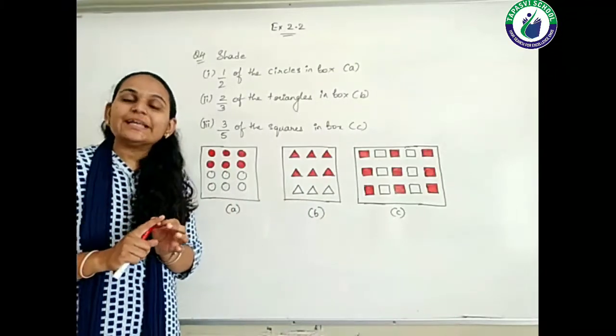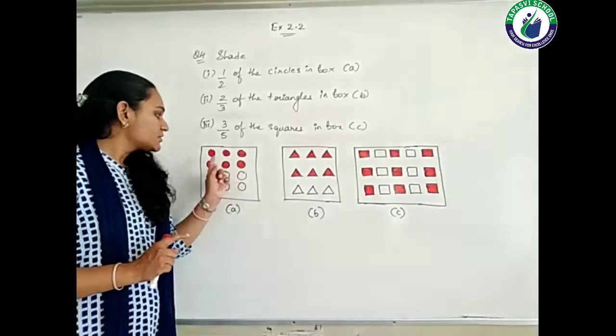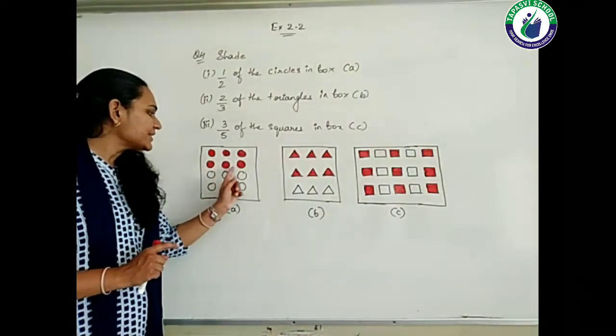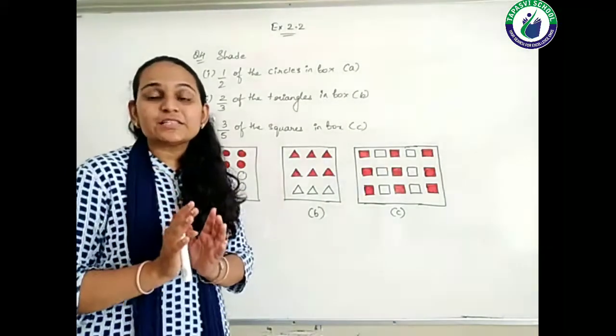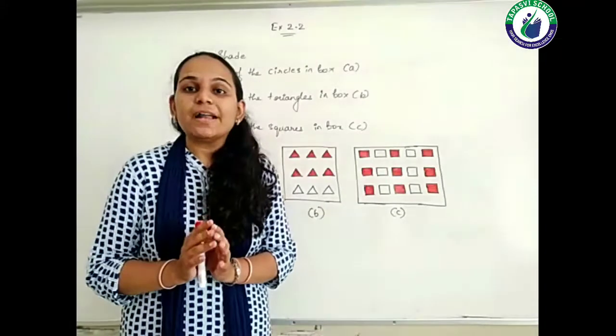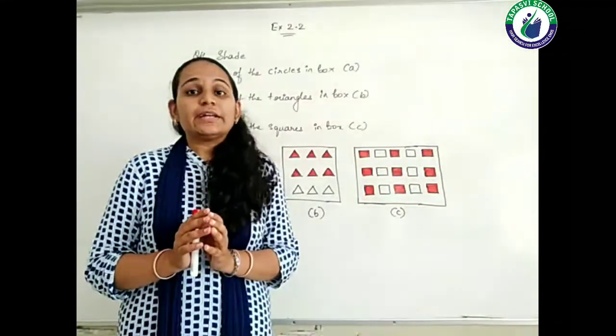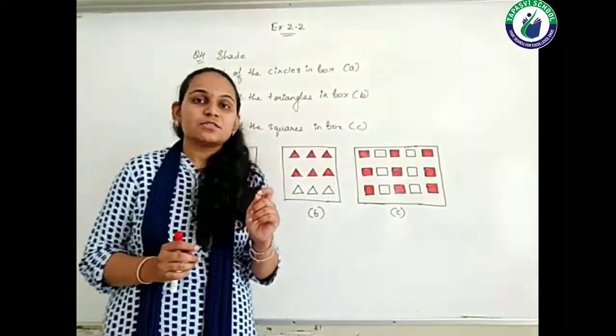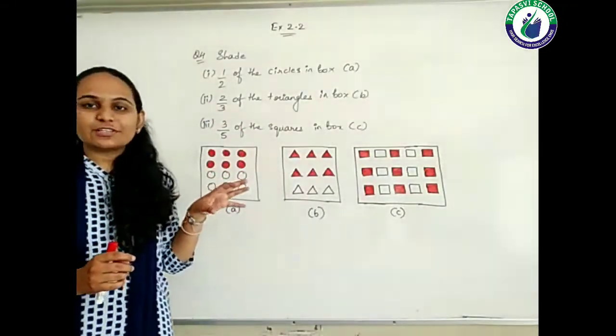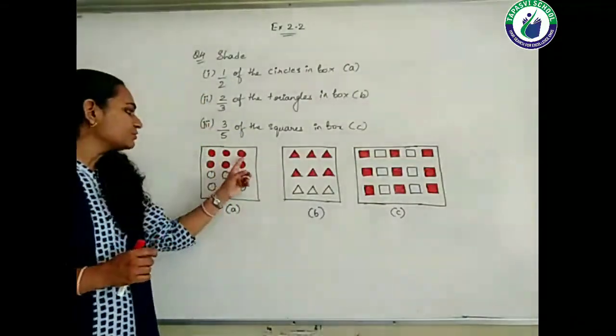First we'll count them and then we'll divide by 2. So 1, 2, 3, 4, 5, 6, 7, 8, 9, 10, 11, 12. So total 12 circles are there and we need to divide it by 2. So we get how much? That is 6. So we need to shade 6 circles, right? 6 of any of your choice you can do. I have done 1, 2, 3, 4, 5, 6.